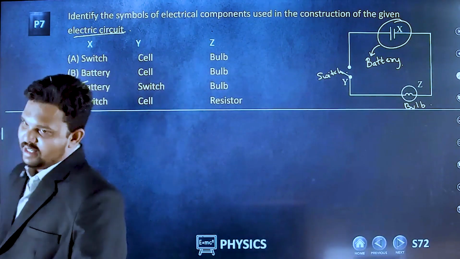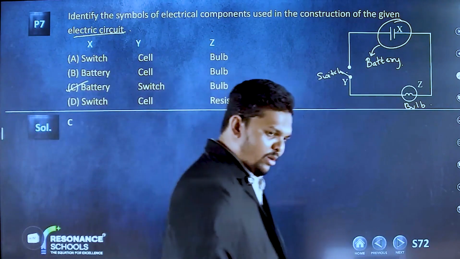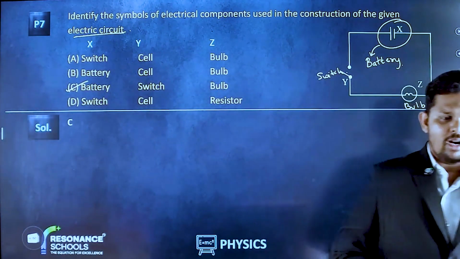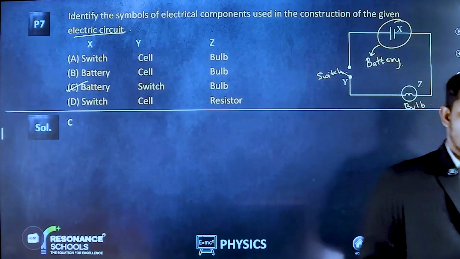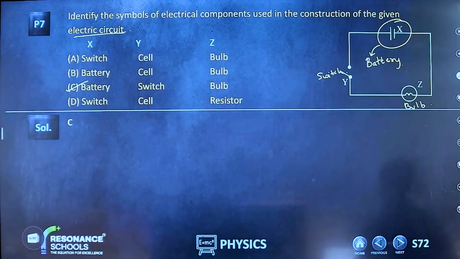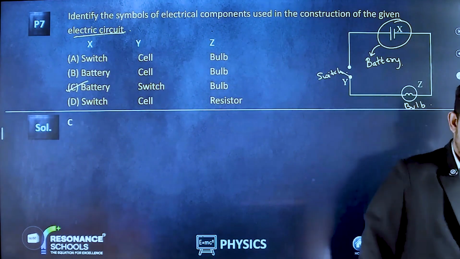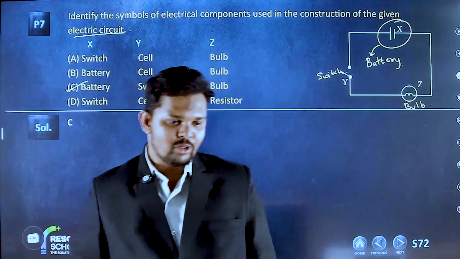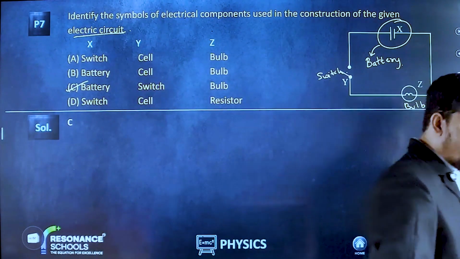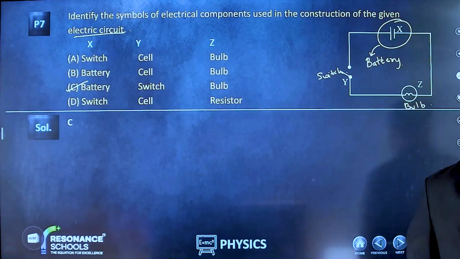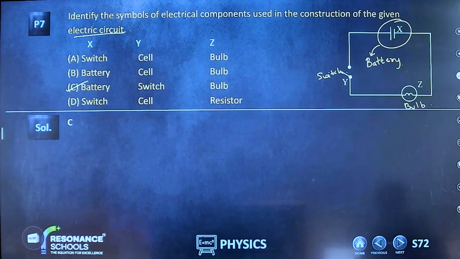So 7 questions are done. Before going to that, I want to ask how many students are going to target JEE first? Everyone. Okay, fine. Almost all the students are targeting JEE. That's very good. Few of them are saying that they don't know. Okay, no issues. You still have time to decide. Don't worry about that.